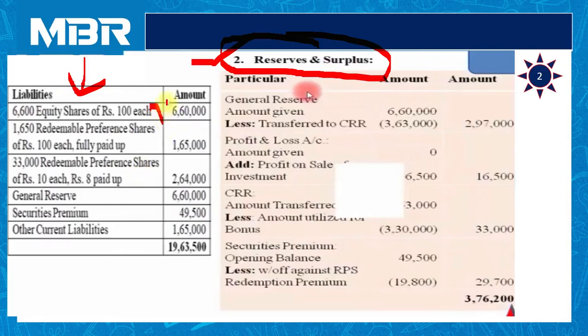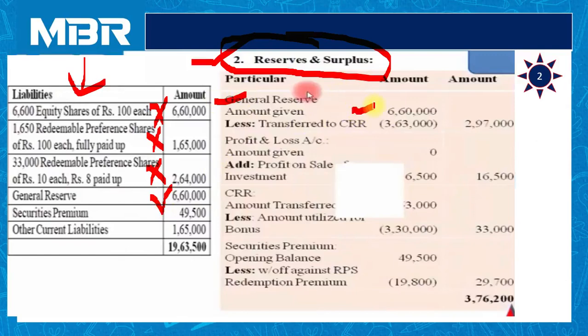We have completed equity share capital at the time of calculation of share capital. We have completed redemption of RPS and 33,000 RPS. It means now it is a time to consider only items covered under reserves and surplus. First reserves and surplus is a general reserve. Check. First item available over here is a general reserve, and amount given in the balance sheet of the question is rupees 6,60,000. Simply recall all the steps of RPS redemption.